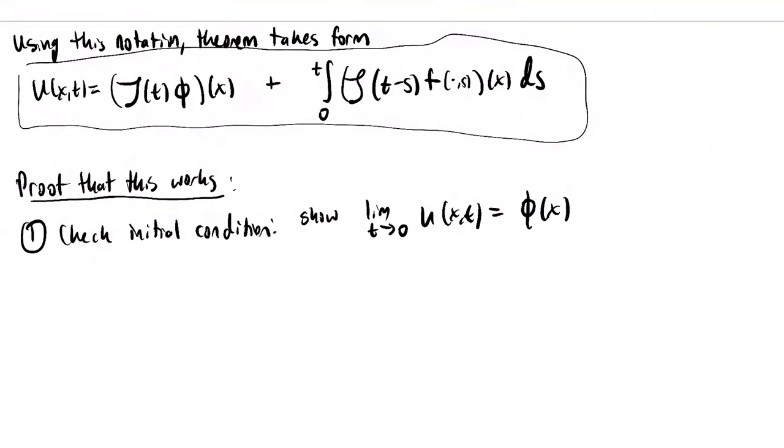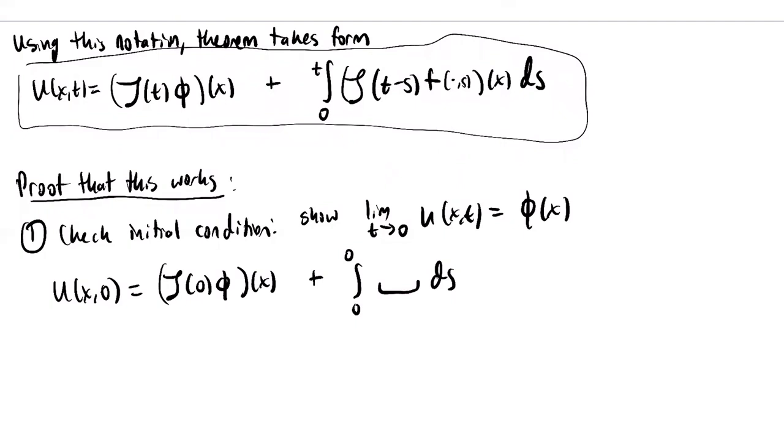And so if it's continuous, then the limit as t goes to 0 is just what you get when you plug in 0. And so let's plug in t equals 0. Well, in the first term, I get the solution operator at 0 applied to phi of x. And then the second term, I have an integral from 0 to 0 of a bunch of other stuff.